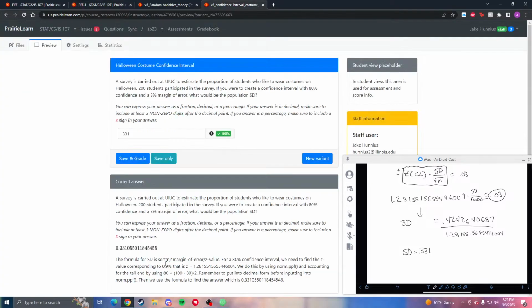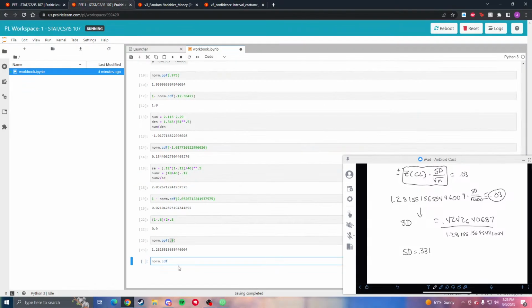So if I did norm.cdf of the 1.28, it should output 0.9, which is the area to the left of that. So they're the inverse of each other. If you have an area, you use PPF to get the z-score. If you have a z-score, you use CDF to get the area.